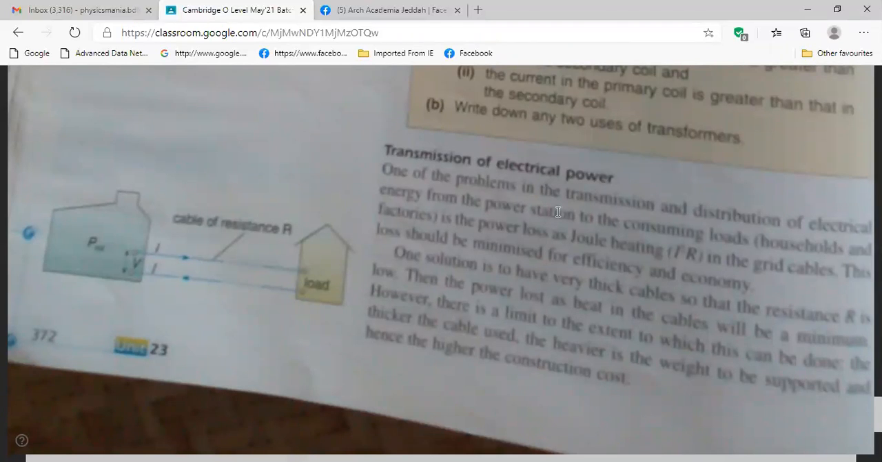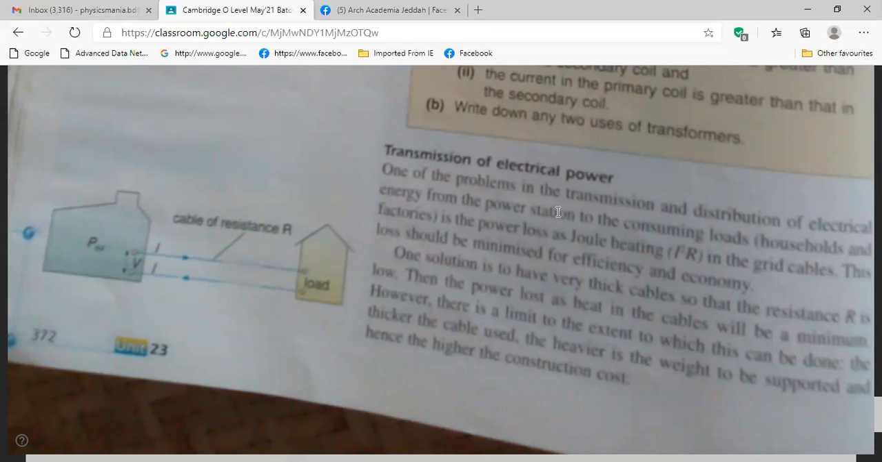One of the problems in the transmission and distribution of electrical energy from the power station to the consuming load is the power loss as Joule heating in the grid cables. This loss should be minimized for efficiency and economy. One solution is to have very thick cables so that the resistance R is low. Then the power loss as heat in the cables will be minimum. However, there is a limit to the extent to which this can be done. The thicker the cable used, the heavier is the weight to be supported, and hence the higher the construction cost.